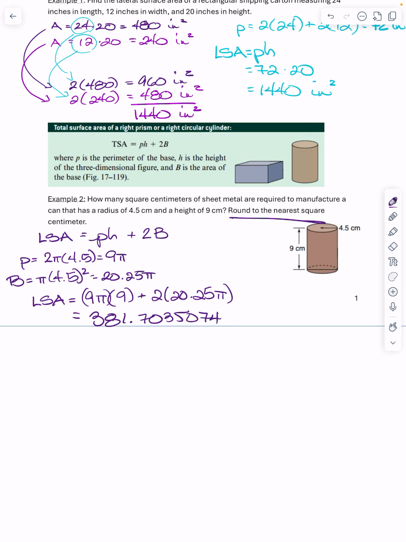It says round to the nearest square centimeter. So that gives me 382. I said 382, I wrote in 328. 382 square centimeters. Remember to round to the nearest whole centimeter. I got to look at what comes after. 0.7 is closer to 1 than it is to 0. So we round that up to 382.